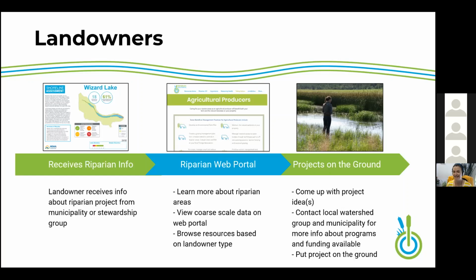And that is key here, to come up with some project ideas that you could see happening on your parcel, and then to contact a local watershed group or conservation group, and even your municipality perhaps has a restoration program, and find out about the programs and funding that might be available, and then put your project on the ground. So I hope that lays out some examples of how you might be able to use this information and lead to action on the ground to improve watershed health.